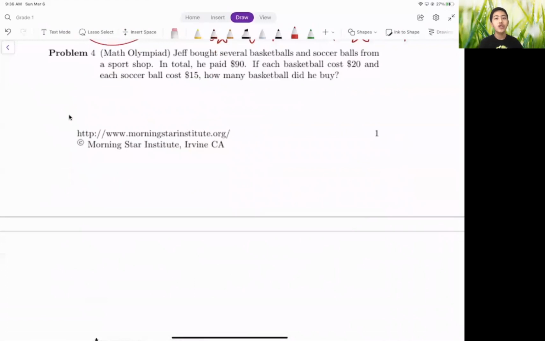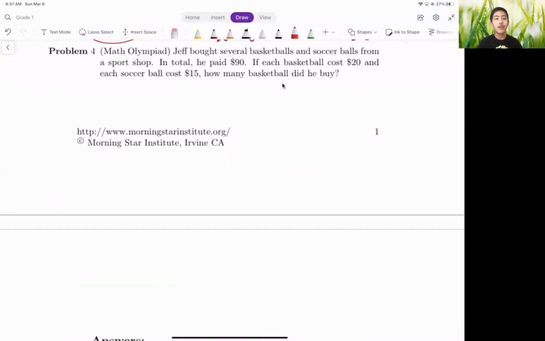Problem 4. Jeff bought several basketballs and soccer balls from a sports shop. In total, he paid $90. If each basketball cost $20 and each soccer ball cost $15, how many basketballs did he buy? So for this problem, all we have to do is guess and check and play around with the numbers, and eventually you should have gotten he bought 3 basketballs and 2 soccer balls. And let's draw it out to see if we're correct.